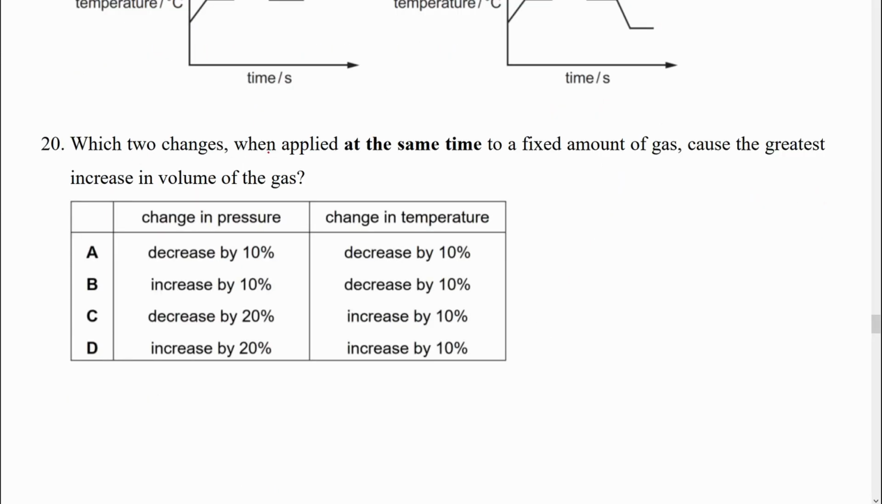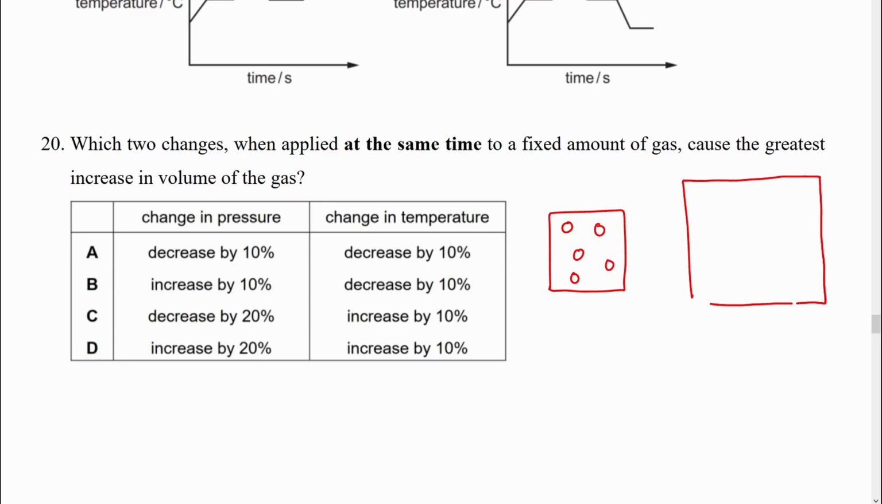Question 20. Which two changes, when applied at the same time to a fixed amount of gas, cause the greatest increase in volume of the gas? Okay, so first of all, we have to know the concept of how volume relates to pressure. Imagine I have a container containing 1, 2, 3, 4, 5 particles. And now I increase the size, or the volume, of the container.